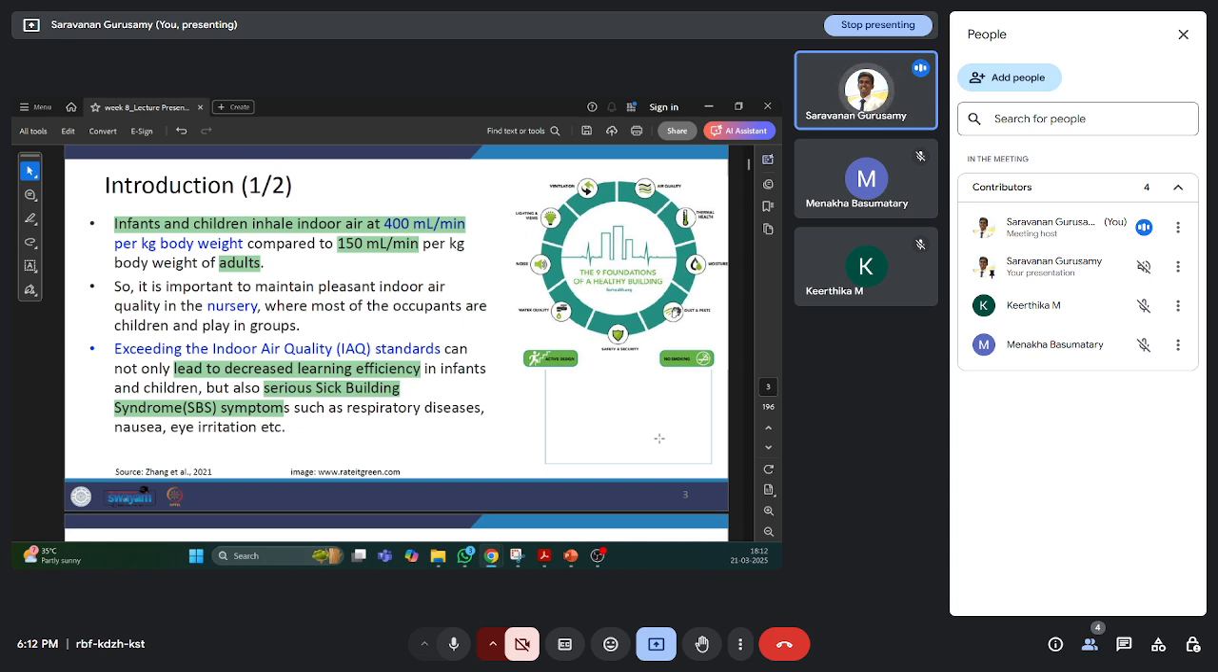Sick building syndrome is when the building is not suitable for people to be inside. Whenever you enter a building and start to sneeze or cough, the building has some pollution-prone parts, like air pollutants. That is what is called sick building syndrome. That also needs to be taken care of in schools or nurseries, as it will affect their learning ability.